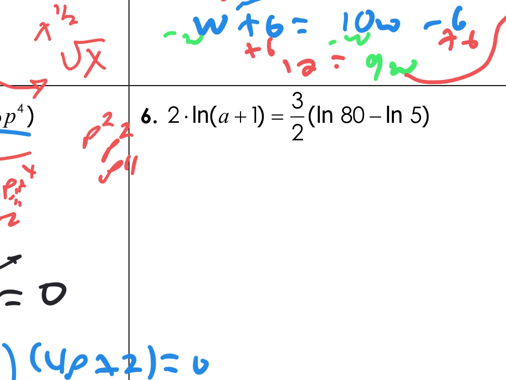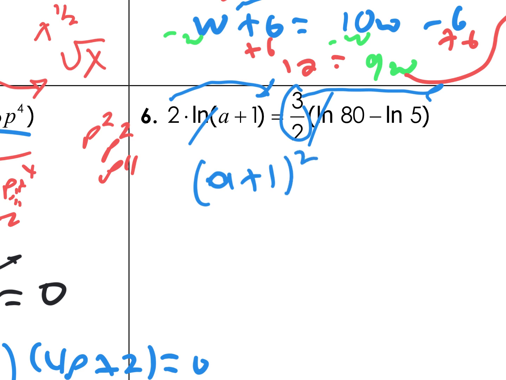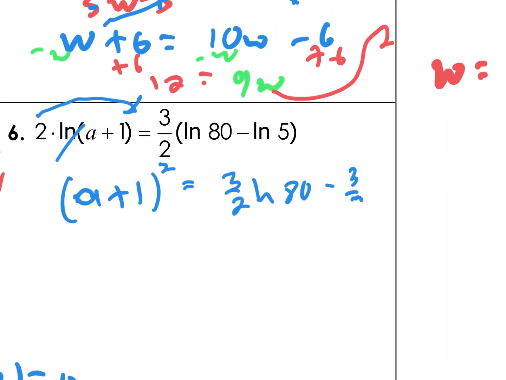Okay, this is the hardest one on the page. I'm going to see that 2 probably goes up here as a power. This 3/2 goes up here as a power. The LNs cancel out, so I have A plus 1 all squared. You know what I should have done, now that I'm looking at the steps on this problem? Let me distribute that. I'm still going to put that 2 here. Let me distribute that 3/2 first. That's 3/2 ln of 80 minus 3/2 ln of 5.